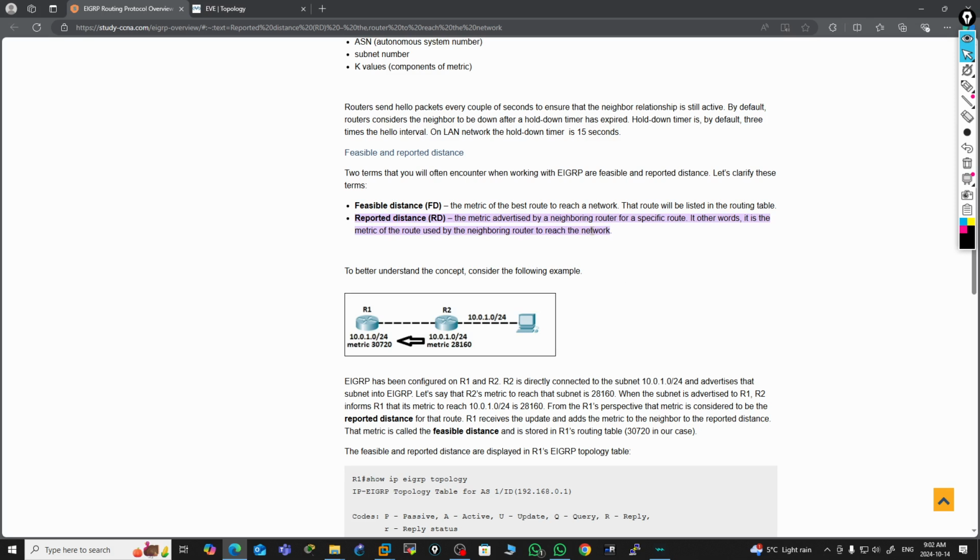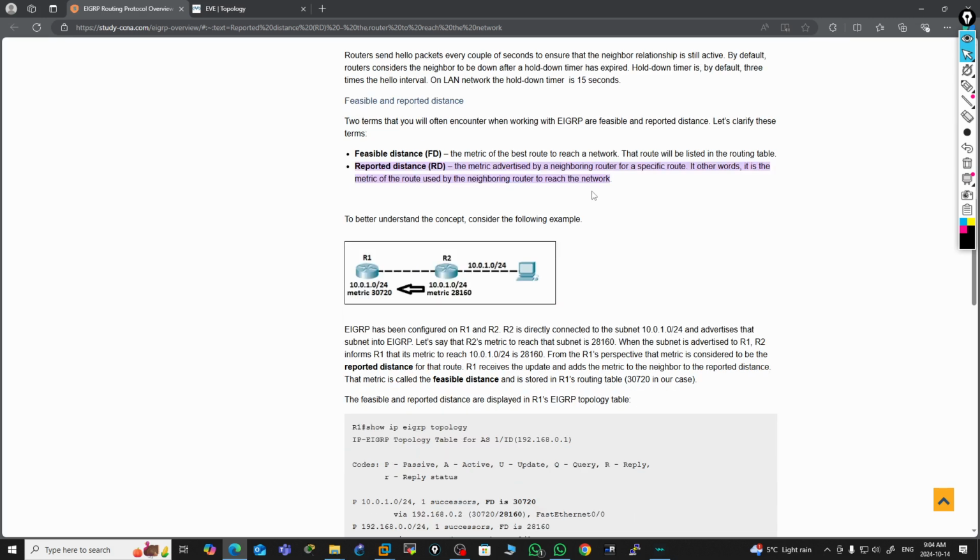The way EIGRP works is that if there's no change in the network, every 5 seconds by default, an EIGRP router is going to send out a hello message to all its neighbors. If it doesn't hear back from a neighbor after 15 seconds, which is 3 times the hello message timer, then it's going to consider that route as down. Then it's going to send an update to all the other neighbors, and they have to recalculate their routing information base.